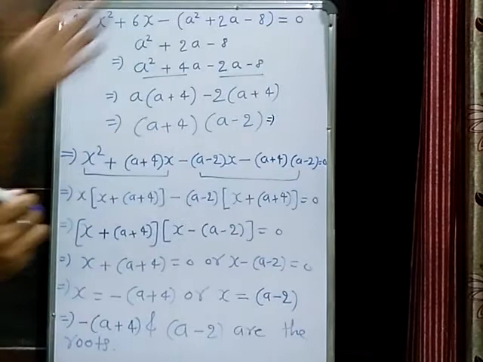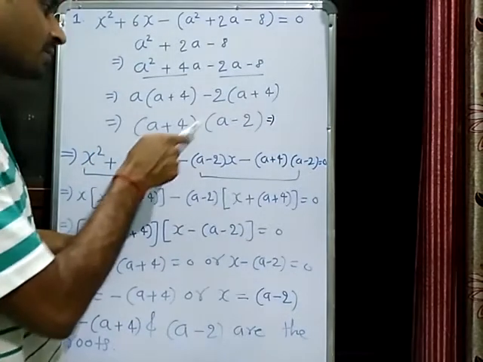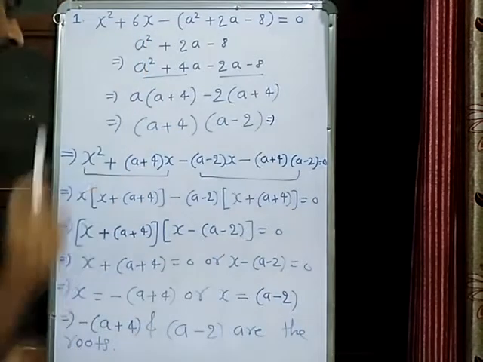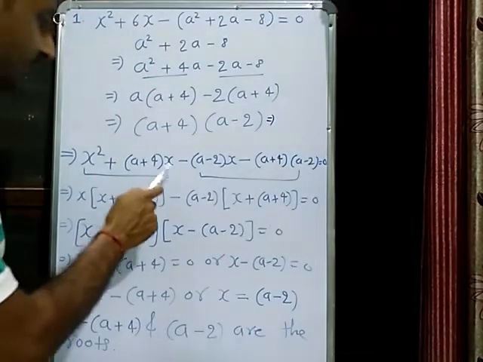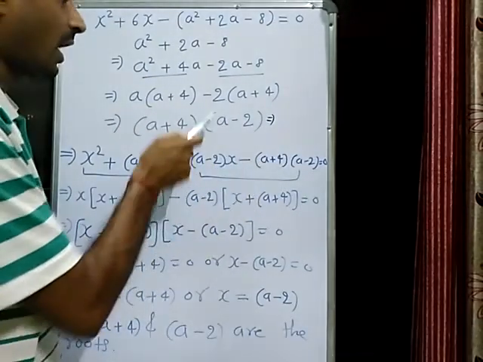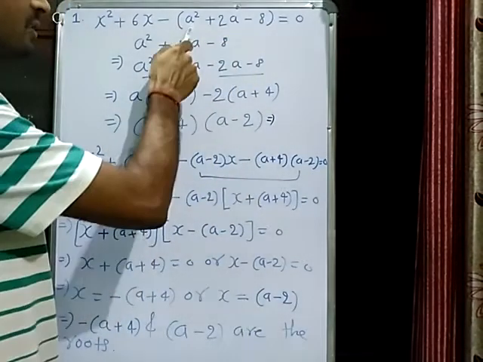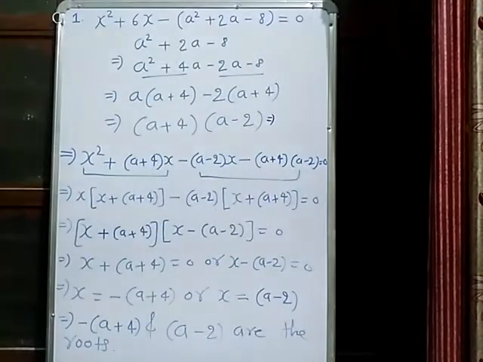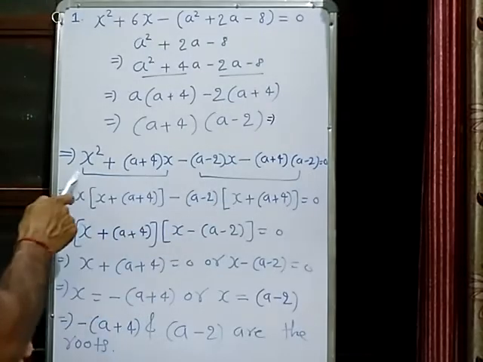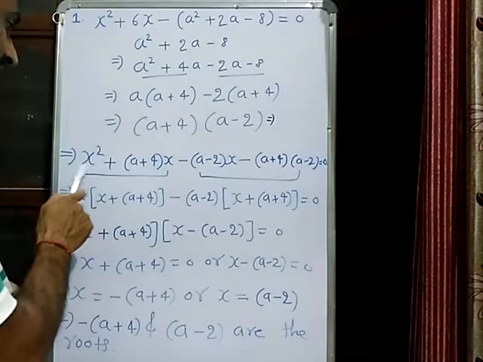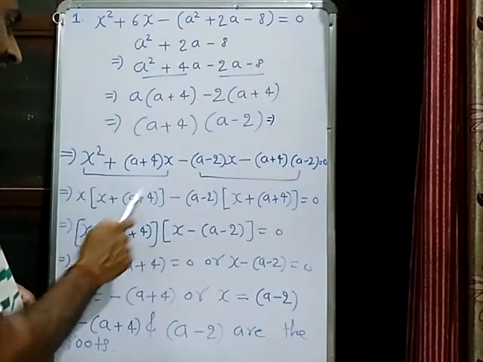Means in place of 6x I can put a plus 4x minus a minus 2x. So in place of 6x I have put it. What we will put? a plus 4x minus a minus 2x minus a plus 4. At this place, since it is equal to a plus 4 into a minus 2, you will put it. Okay. After that, take the first two. What is common in these first two? x. If you take x common, remaining is x plus a plus 4.